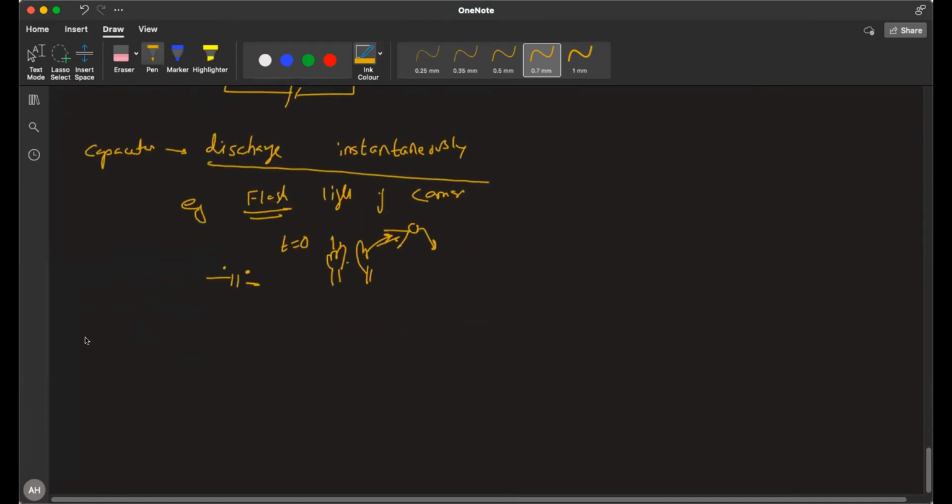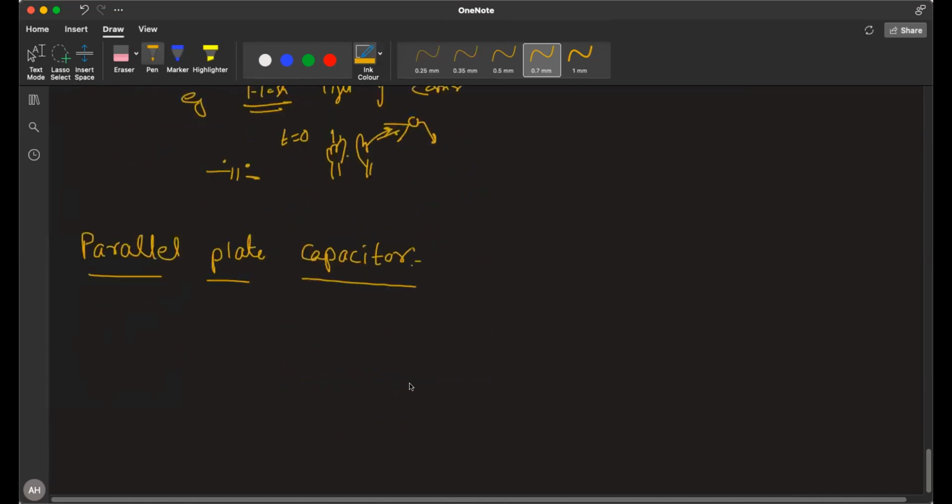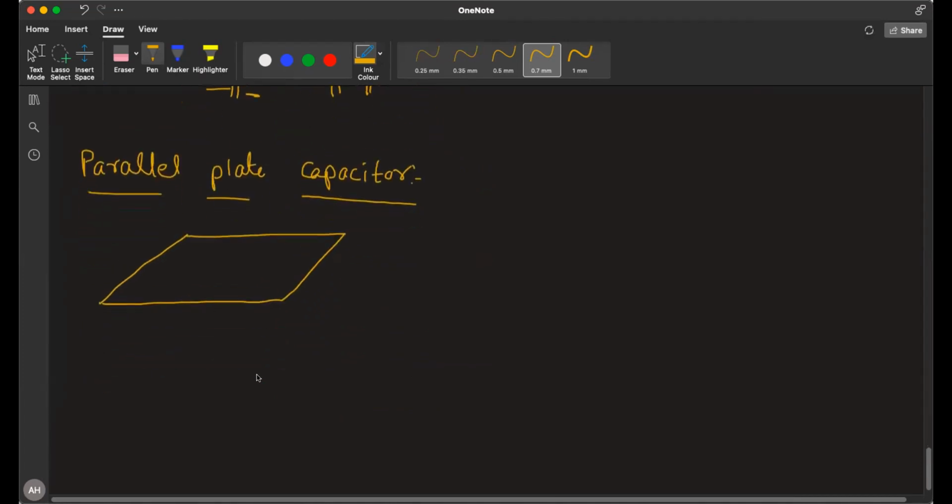Okay. Now let's start with capacitors. The first one is the parallel plate capacitor. So you need the capacitance of a parallel plate capacitor. A parallel plate capacitor is a capacitor which has two conductors, and those conductors are in the form of plates. So you have two plates, say one rectangular plate and another rectangular plate.